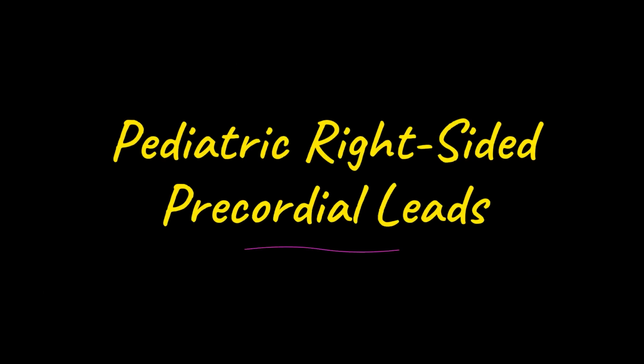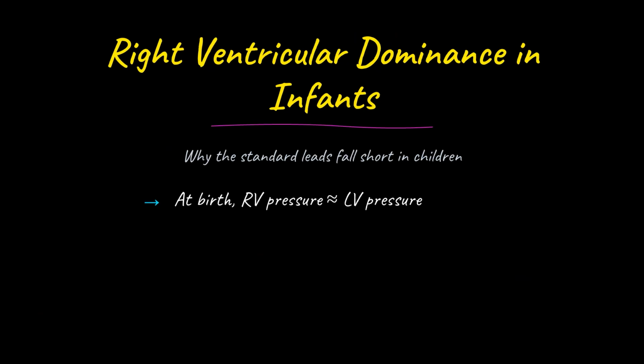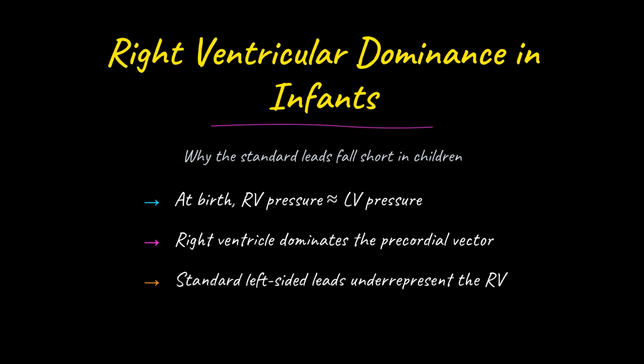In pediatric EKG practice, the standard 12-lead configuration gets an important addition: right-sided precordial leads, specifically V3R and V4R. Understanding why requires looking at how the developing heart differs from the adult heart. At birth, right ventricular pressure nearly equals left ventricular pressure, so the right ventricle dominates the electrical vector. The standard left-sided chest leads miss much of this contribution. Right-sided leads V3R and V4R place an electrode directly over the right ventricle, recovering the diagnostic information that would otherwise be lost.